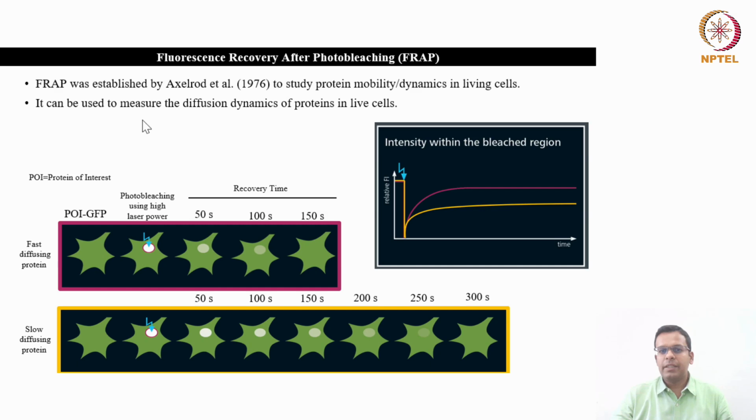And this method is used to measure the diffusion dynamics of proteins in live cells. So let me explain how this method works. Let's say this is a cell and you have labeled your protein of interest with GFP. So that protein is present in the entire cell as well as the nucleus. So you can see that the entire cell is full of GFP labeled protein.